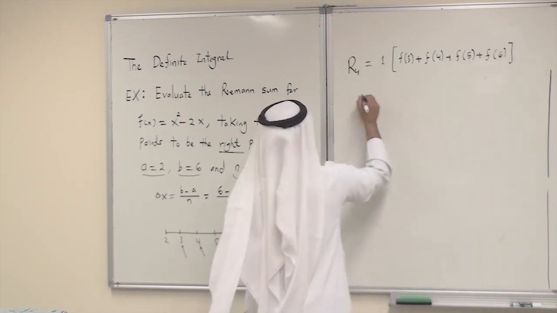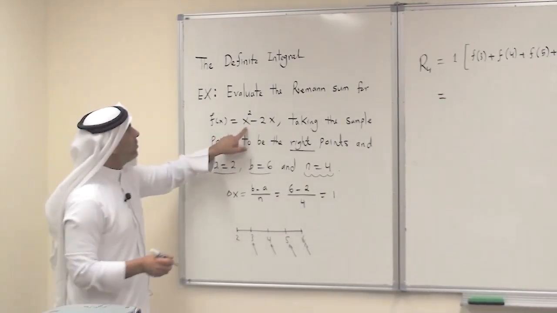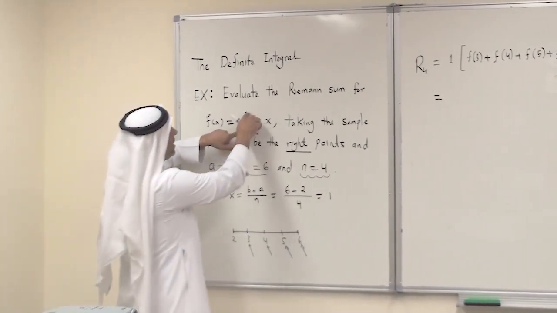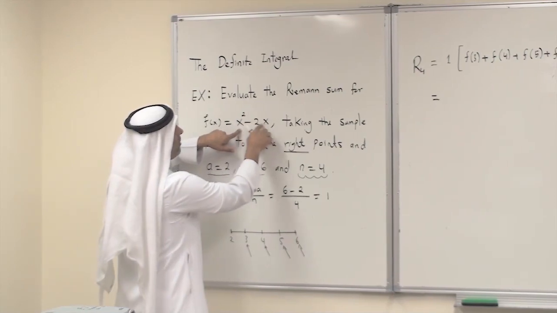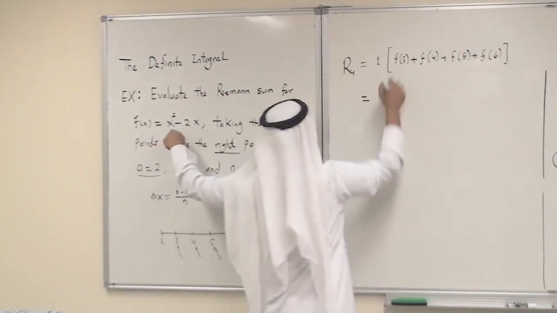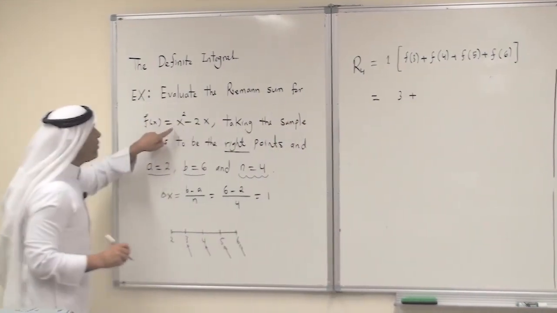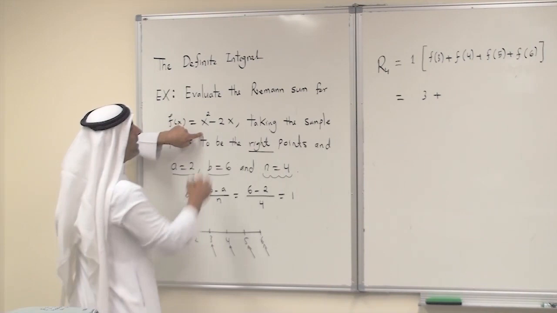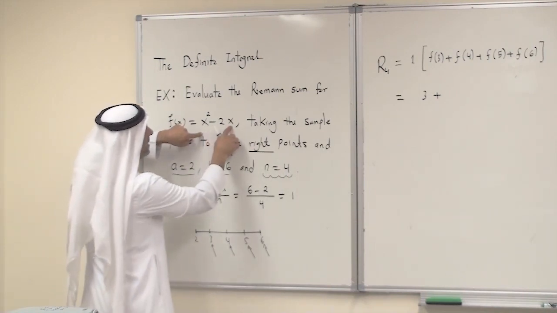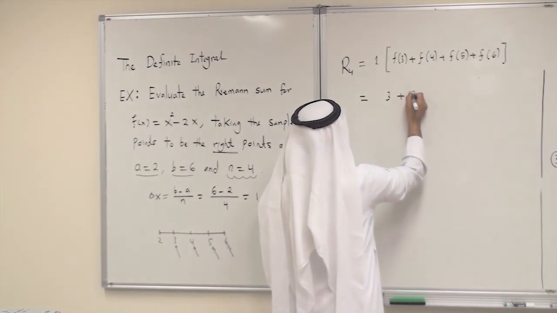Good. Now let us calculate this. What is f of 3? We have the function here, and we substitute. This will be 3 squared, that is 9. 2 times 3 is 6. 9 minus 6 is equal to 3. Plus, now we have 4 squared, that is 16, and 2 times 4 is 8. 16 minus 8 is 8. So plus 8.